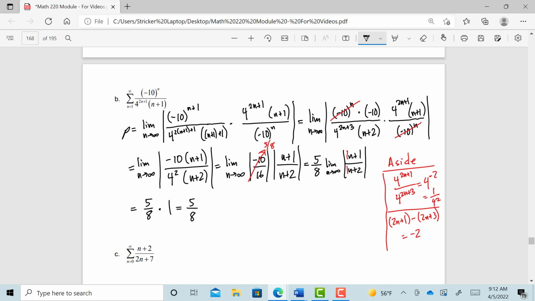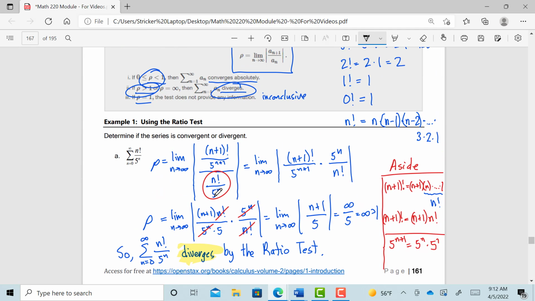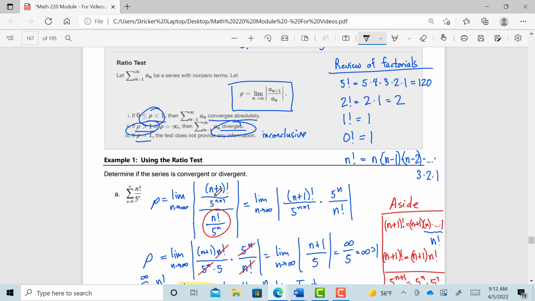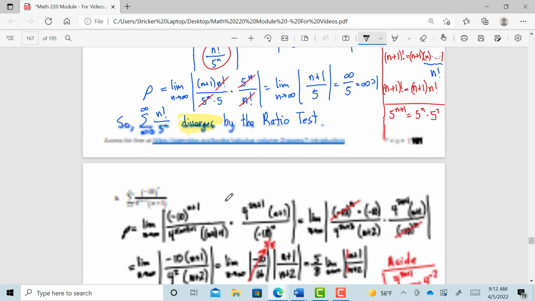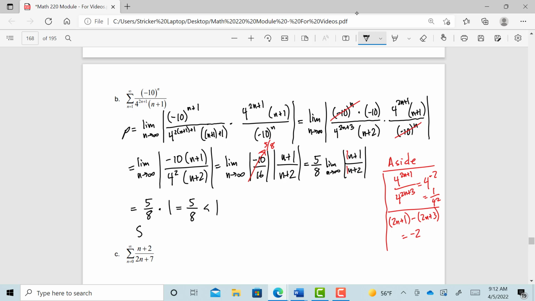And then again, we're comparing it to 1. And in this case, we're going to be less than 1, which means we're going to be what? According to the ratio test, that means when we're less than 1, we're going to converge absolutely. So our series converges absolutely by the ratio test.